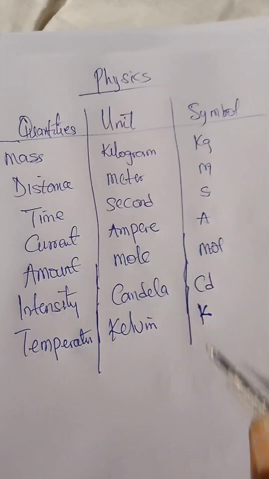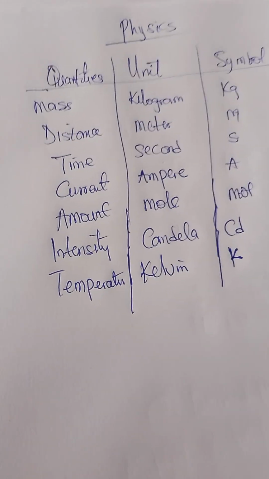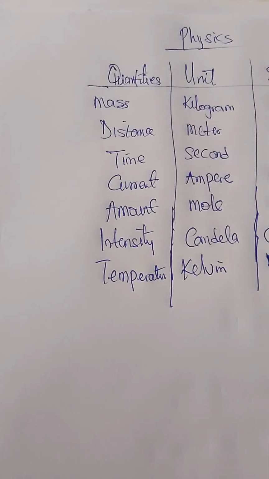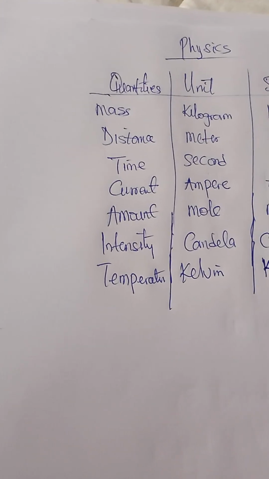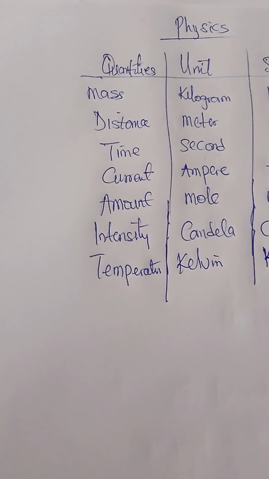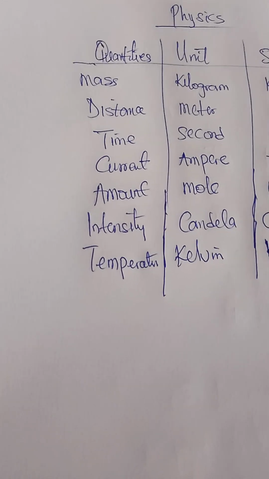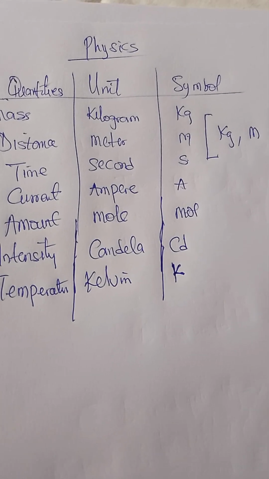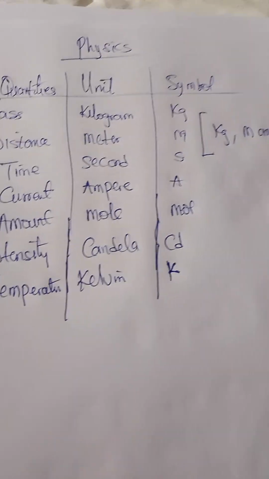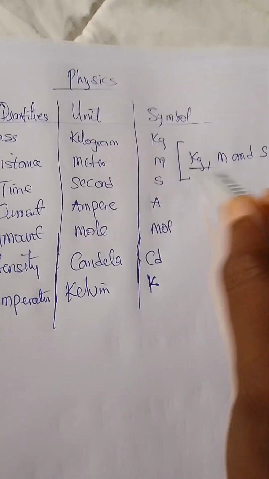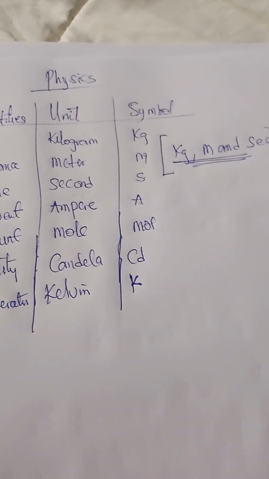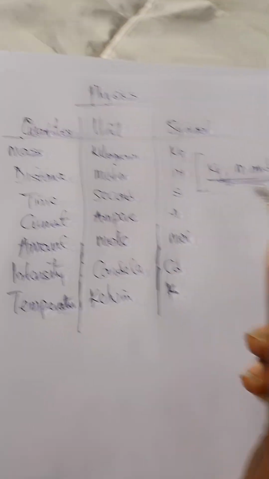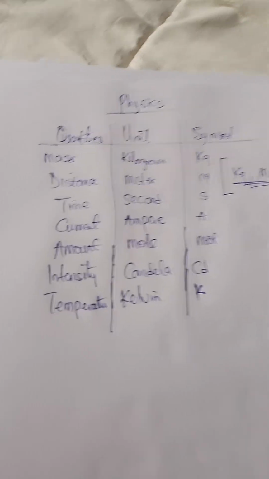Remember, what I'm giving to you here is just the SI unit of such quantities. So the next thing we look at is the derived unit. These are the fundamental units. The major fundamental units we have here are kilogram for mass, meter for distance, and second for time. So these are the major fundamental SI units.